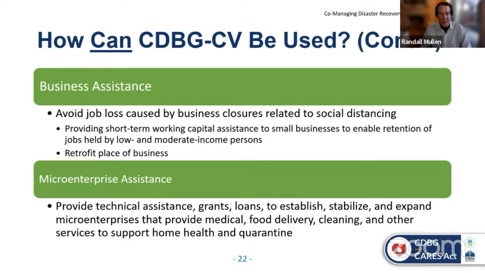Businesses comprised of 5 or fewer employees have received technical assistance as well as help to establish, stabilize, or expand microenterprises. Such businesses often provide medical, food delivery, cleaning, and other services to support home health in quarantine.